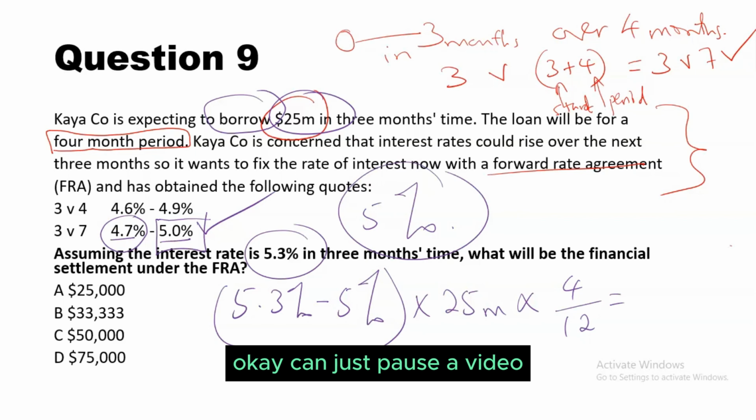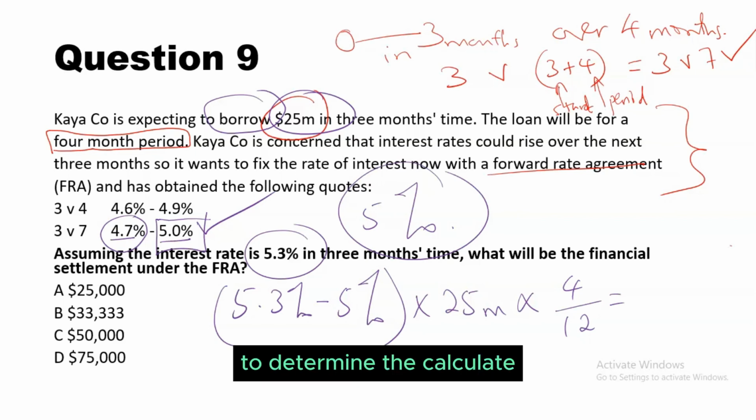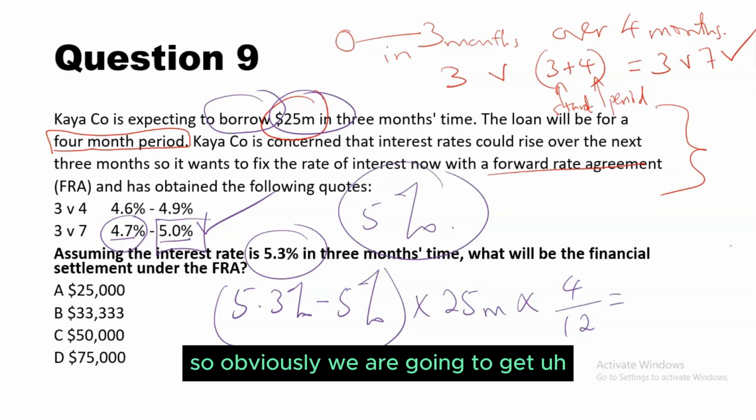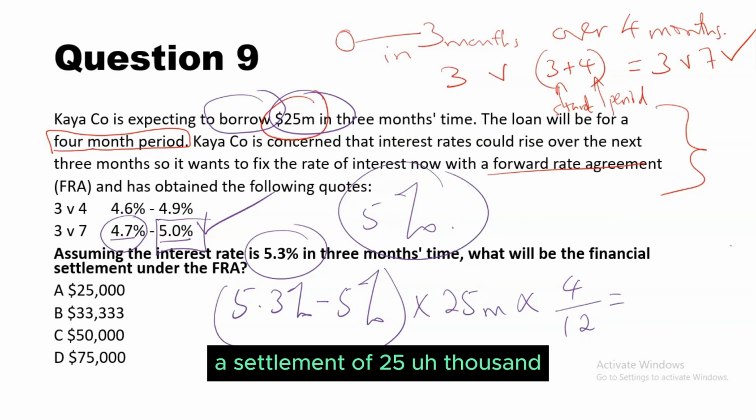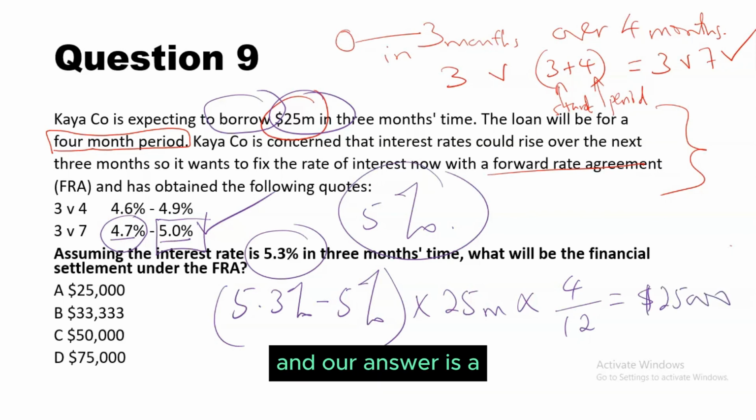Okay, you can just pause the video and do the computation on your own to determine the calculated value. So obviously we are going to get a settlement of 25,000. And our answer is A.